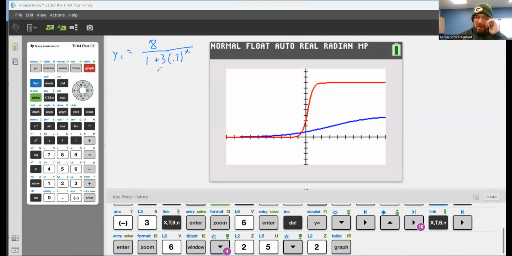That's my function. Due to some of these numbers, that middle point of where it kind of switches from curving up to curving down is going to be somewhere over here. The upper asymptote is right here at 8. Whatever that number is, that's my upper asymptote.